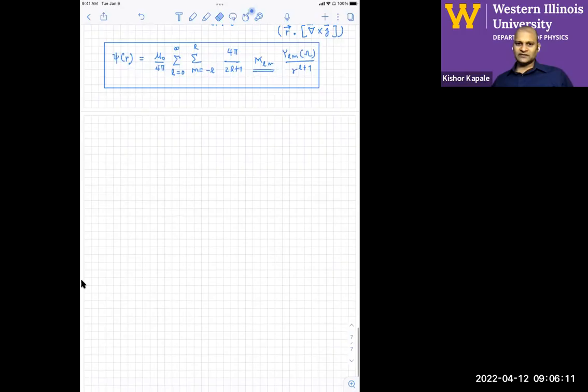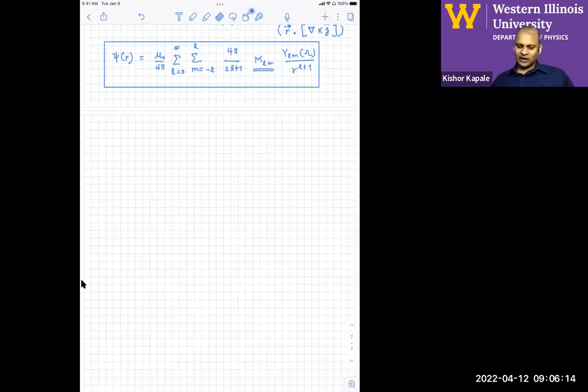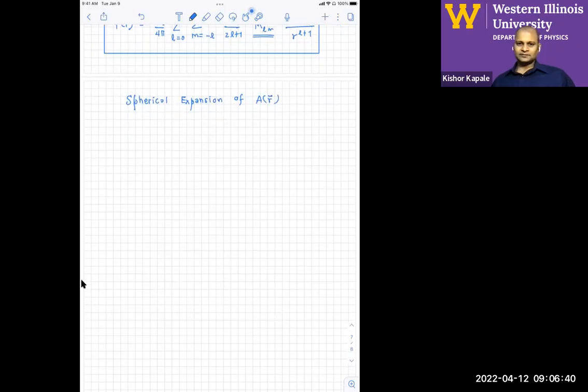Let's just do quickly the spherical expansion of A, the vector potential. And once we have those two things figured out, then we can start looking at problems, but I don't think we'll be able to do any today. We will start looking at problems in the next class. So we do the spherical expansion of the vector potential, and for that, we need to define a quantity L, which is similar to angular momentum.